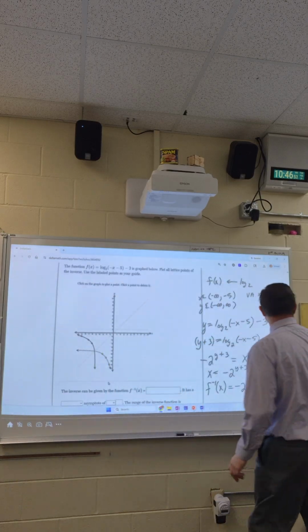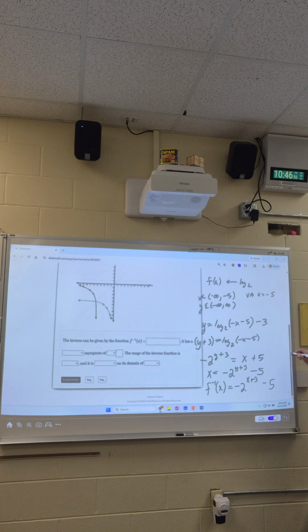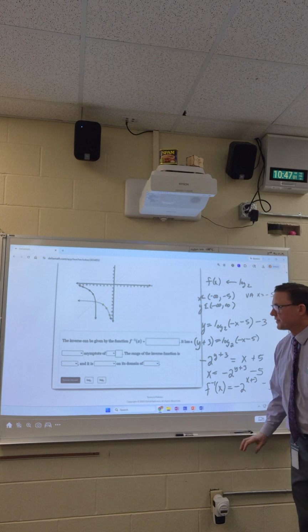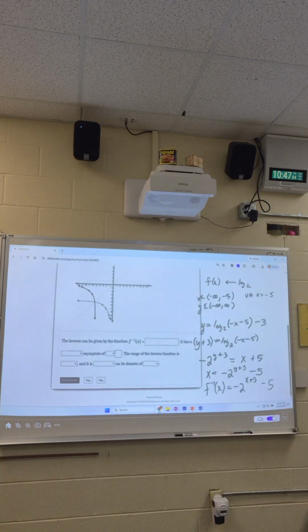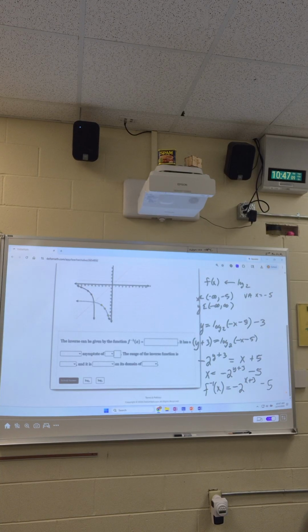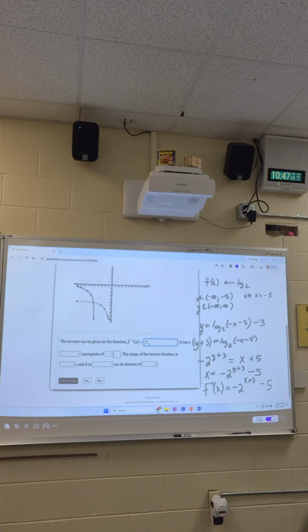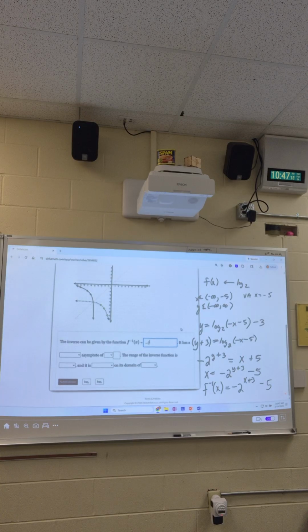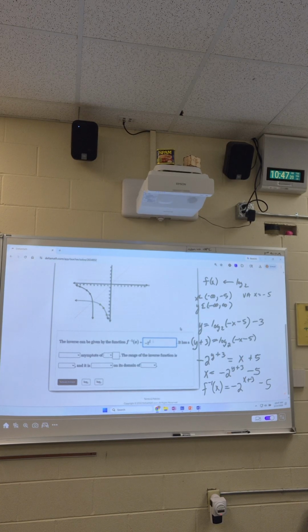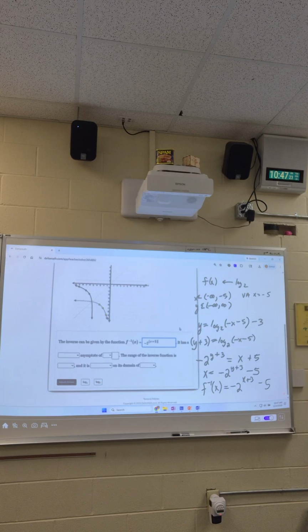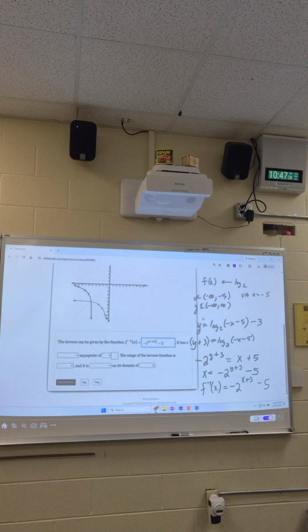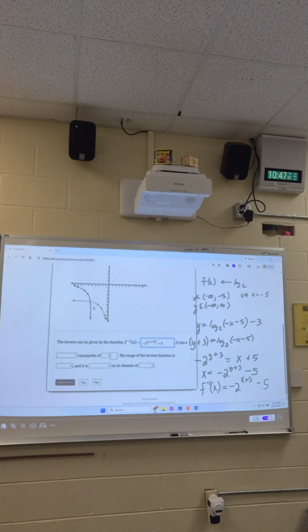And I'm going to scroll down. Hopefully that stuff stayed. That's perfect. All right, so now I'm going to go input these things off screen. So I will put in the inverse we created, right? There's logs down here, but I just have negative 2 raised to the x plus 3, minus 5. And okay, now this one is different.